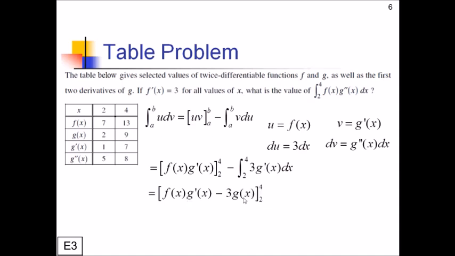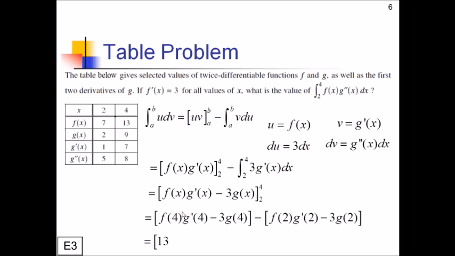All we have to do at this point is plug in 2 and 4 and see what happens. So I've got 4 plugged into all that stuff, minus 2 plugged into all that stuff. And now it's all about looking things up in the table. F of 4, that's right here, that's 13. G prime of 4, that's right here, this third row, second column, that's 7. Minus 3 times g of 4. G of 4 is 9, so 3 times 9. And then over here, f of 2, that's going to be 7. And then we have g prime of 2, that's 1, getting multiplied by the 7, minus 3 times g of 2, which is 3 times 2.